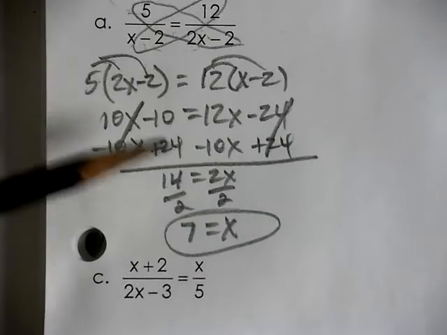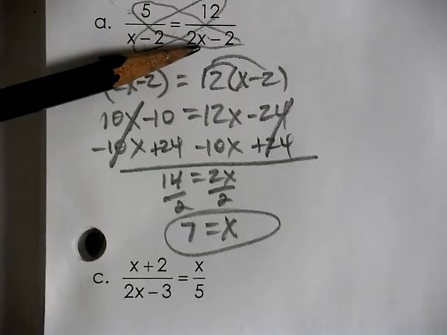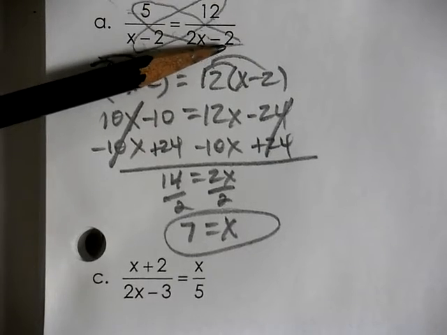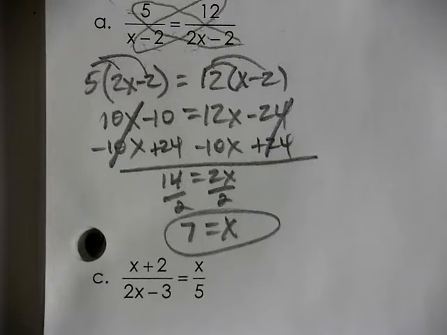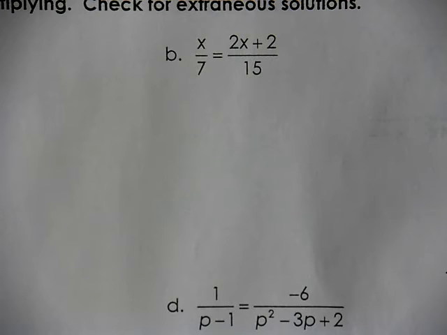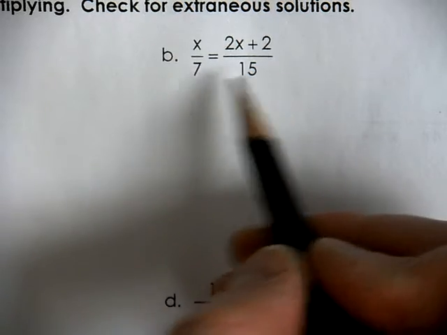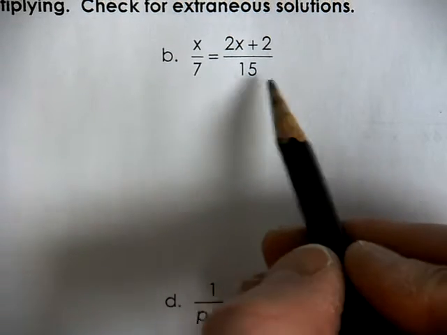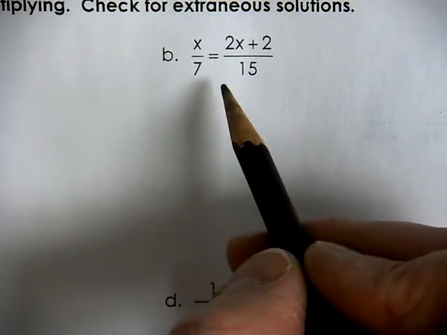And if you plug your 7 back into the problem, you'll see that 7 minus 2 gives you 5. That's not 0, so you're okay. 2 times 7, that's 14. Minus 2 is not 0, so we're okay. So here we look at our denominators. We don't have any x's in these denominators. So we're not concerned about any number we get. We can't create extraneous solutions with this problem.